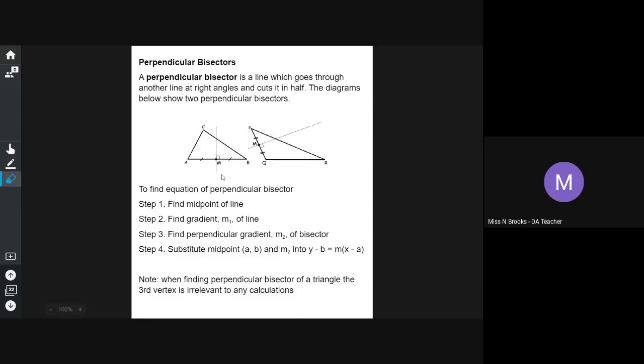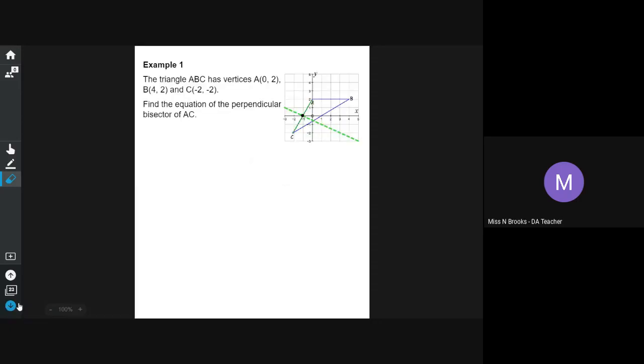And then we're going to substitute in the midpoint and that gradient of our perpendicular bisector into our equation of a straight line, y minus b equals m(x minus a), to find the equation of our perpendicular bisector. Something to note when finding perpendicular bisectors of a triangle, the third vertex, so in this case it would be C, and in this triangle it would be R, are totally irrelevant to any calculations. So let's try an example.